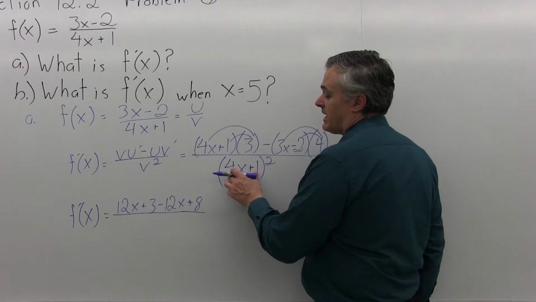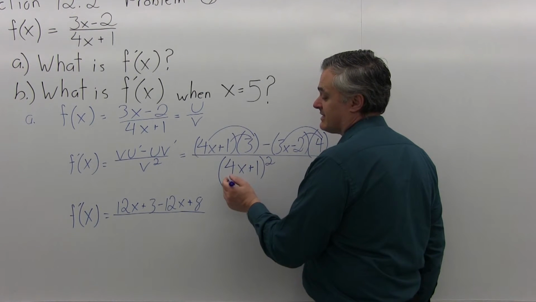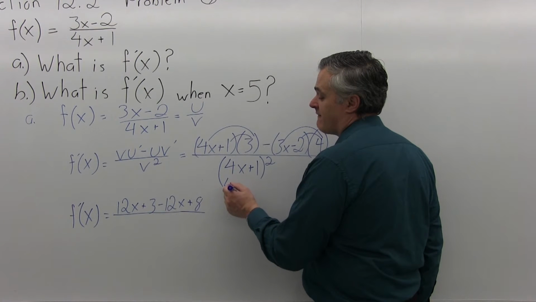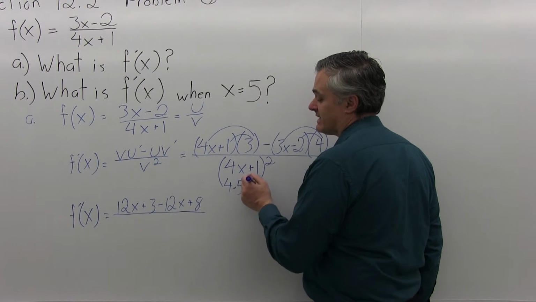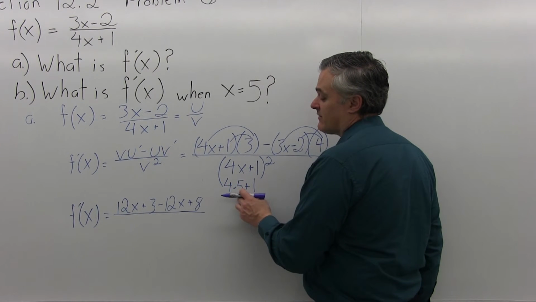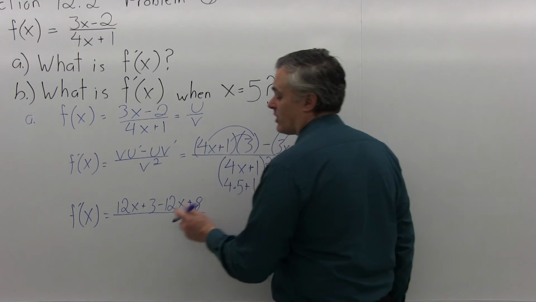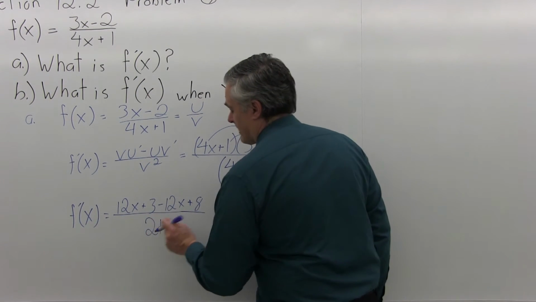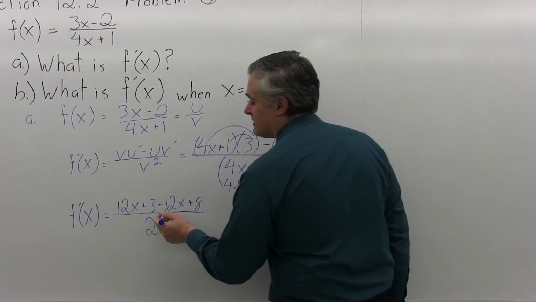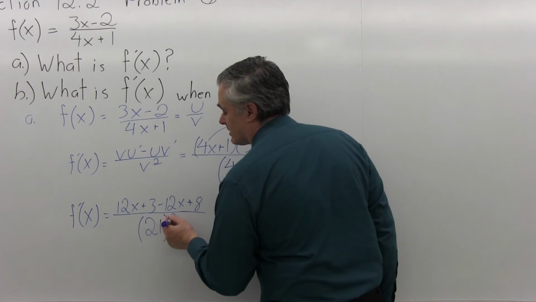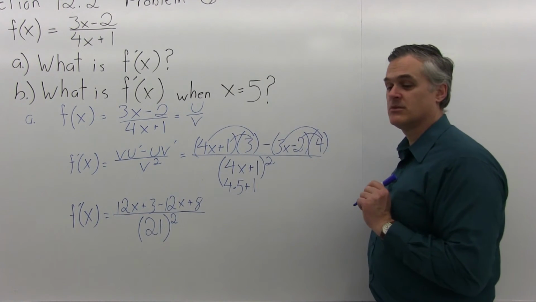Then in the denominator, 4x plus 1 in parentheses to the second power, I'm going to put in a 5 for every x I see. So 4 times 5 is 20. 20 plus 1 more is 21. Don't forget that 21 must be raised to the second power. That's just what the formula says you have to do.